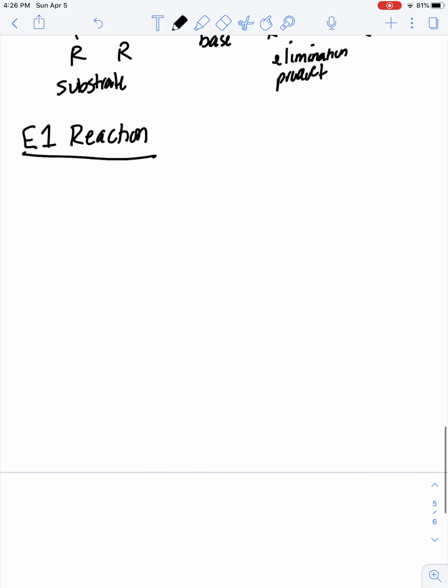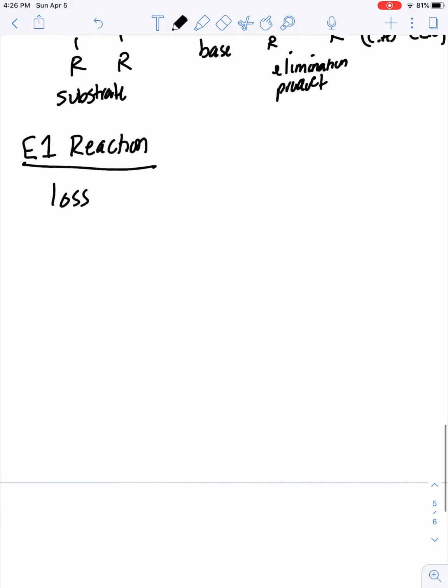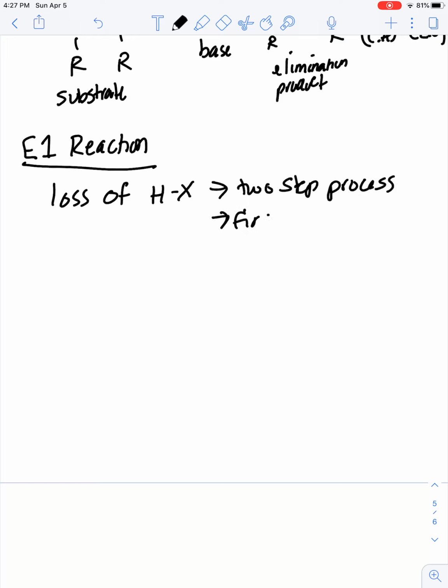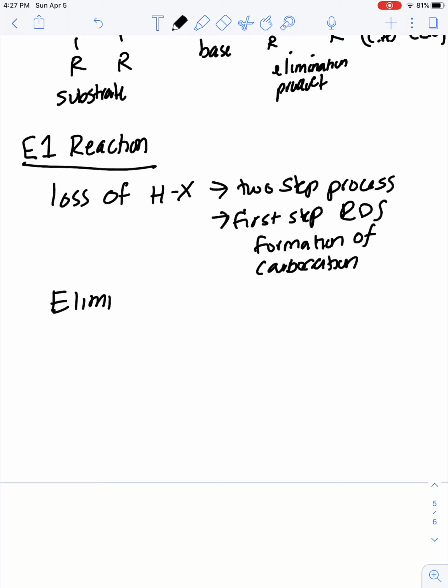With the E1 reaction, what happens is we have the loss of that HX in a 2-step process. The first step is going to be our rate determining step, and we are going to have the formation of a carbocation. The E1 stands for elimination, unimolecular. So this is where our E and then unimolecular, telling us 1, is coming from.